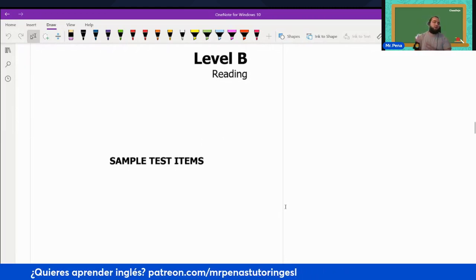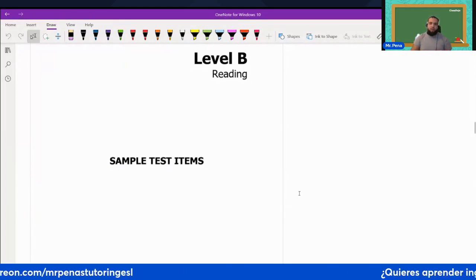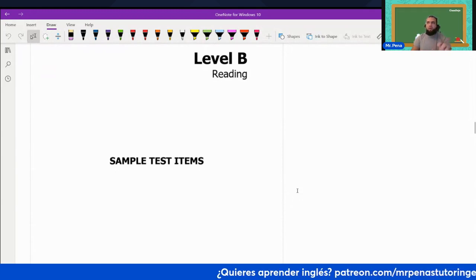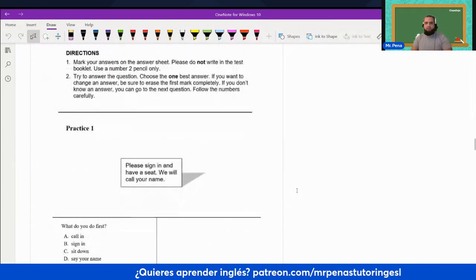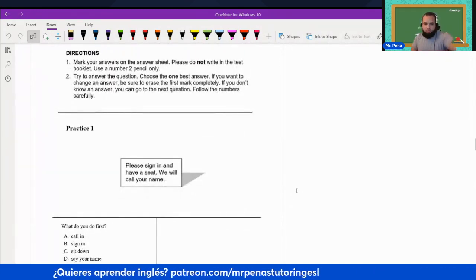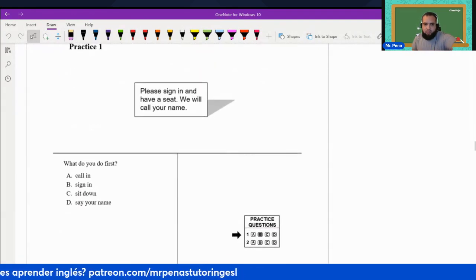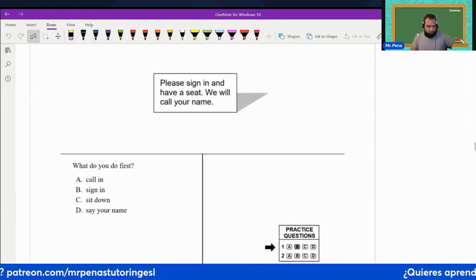Hello, welcome. We're going to be taking the CASAS Level B practice test. This is a little sample of what we're going to go through when we take the CASAS test at a Level B scenario. So here's a practice question. It's not the real question.